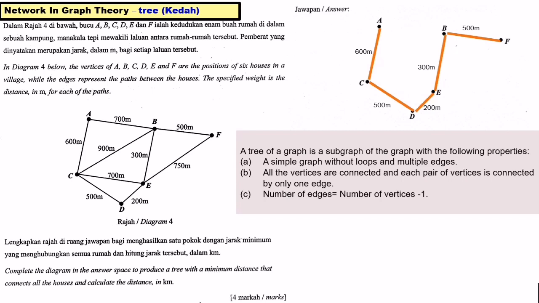Okay, now we need to find the minimum distance in kilometer. So how to calculate? Very simple. Here 600 plus 500 meter plus 200 meter plus 300 meter plus 500 meter. The total is 2100 meter. And we need to convert meter to kilometer. You must know 1 kilometer equals 1000 meters. So to convert meter to kilometer, 2100 divided by 1000 equals 2.1 kilometer.